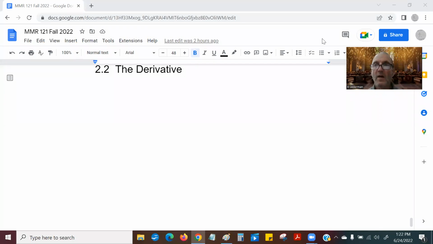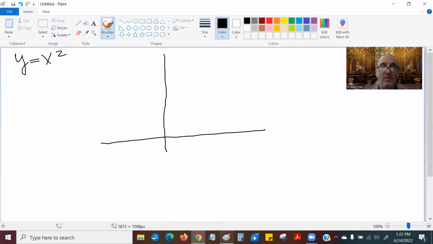Okay, everybody. Now we're going to section 2.2, which is an extremely important concept in calculus called the derivative. Well, as you'll see, this is like big. So let's get down and dirty. Let's see how this derivative stuff works. So here, let's take an example.